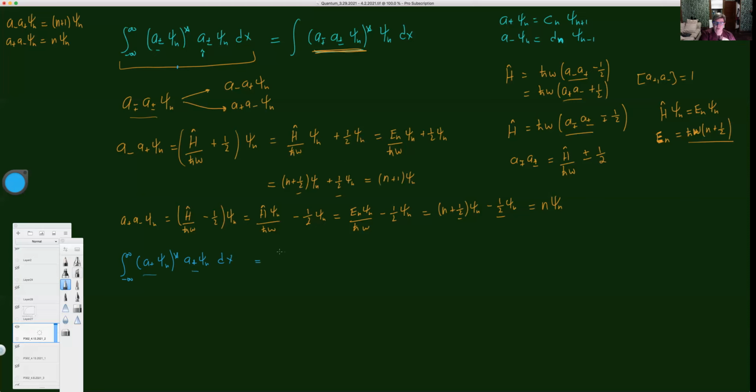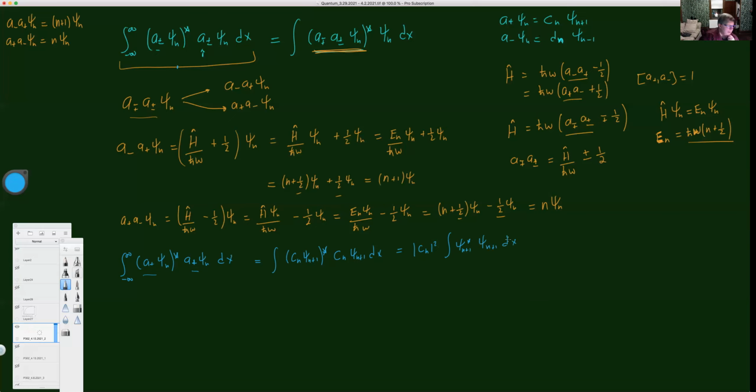So here we go. The integral, I'm going to leave off the minus infinity to infinity because it drives me nuts. And then I'm going to replace this with cn psi n plus 1 star. And again here, cn psi n plus 1 dx. This is going to be cn star. This is going to be cn. They're both constants. They can come out of the integral. And I get this is equal to cn squared, that's short for cn star cn, times the integral of psi n plus 1 star psi n plus 1 dx.